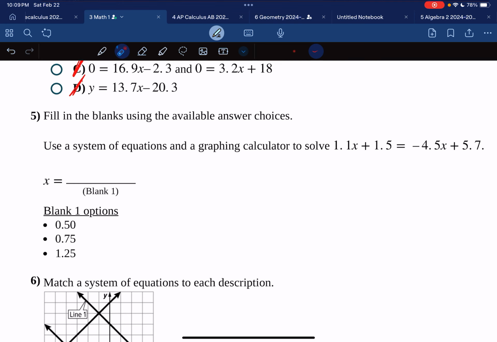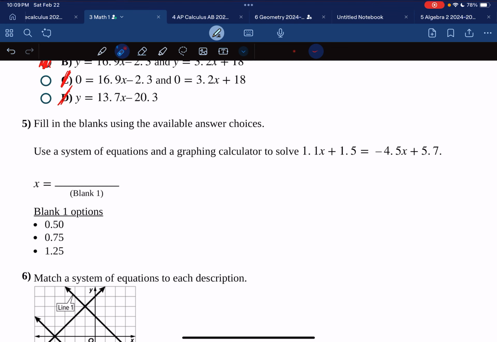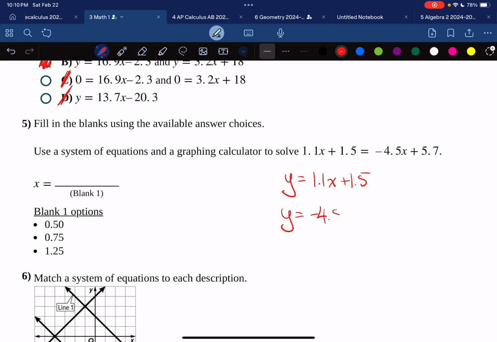So now it says do that, right? On a different system, you have something hard equal to something hard. There was one student that tried to do this by hand and got the right answer. I gave you full points, but what you're supposed to do, which is much easier, is just do two equations, right? The first equation is y is equal to 1.1x plus 1.5, and your second equation is y is equal to negative 4.5x plus 5.7.